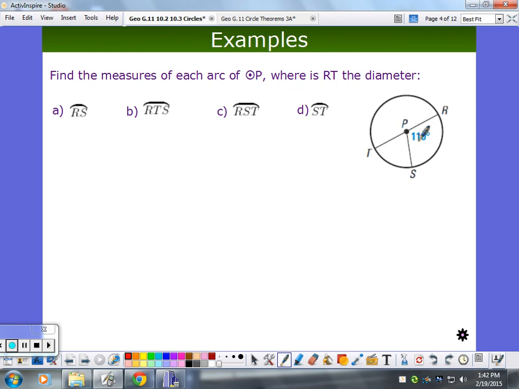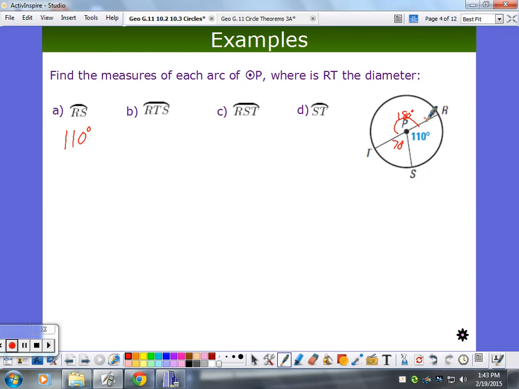180. So if this piece is 110, what's this piece? And then this whole thing here is 180. I find that if you do this first, when they start asking you what the different measures are, it's a lot easier. So if we want arc RS, that's going to be the minor arc RS, because you can do RS this way, right? But if they just say RS with 2 letters, they're talking about the minor arc. So what's its measure? 110 degrees. It matches the central angle.